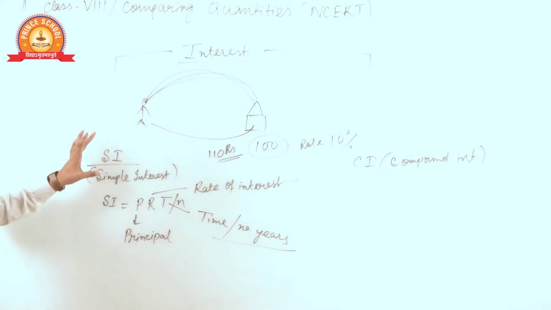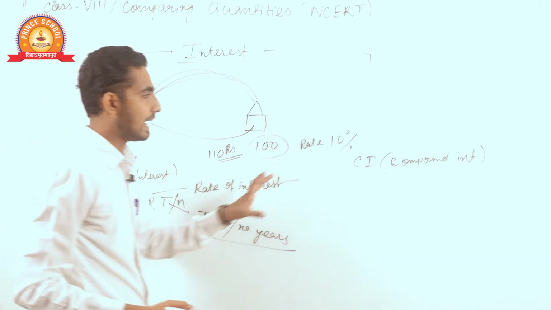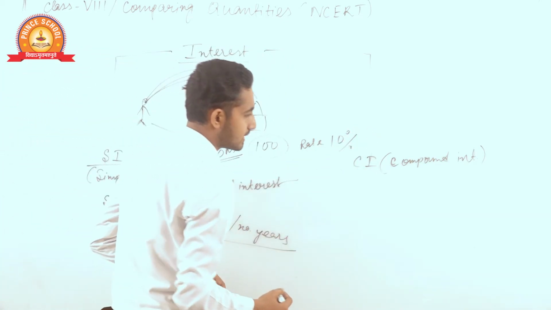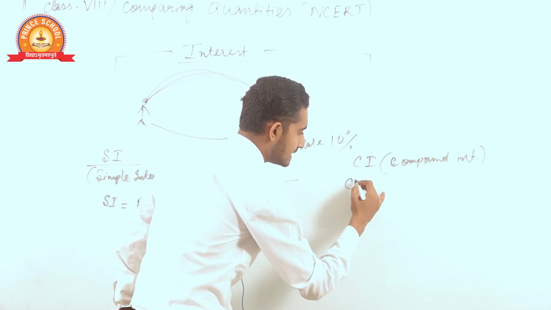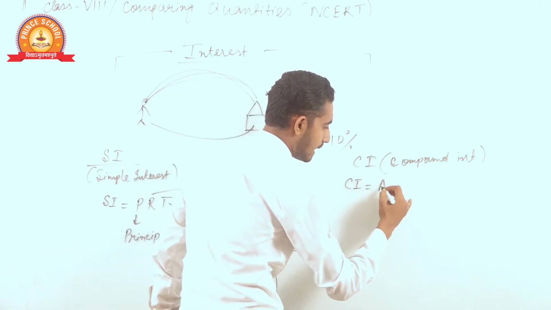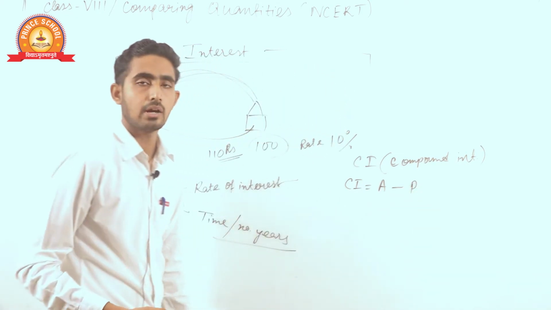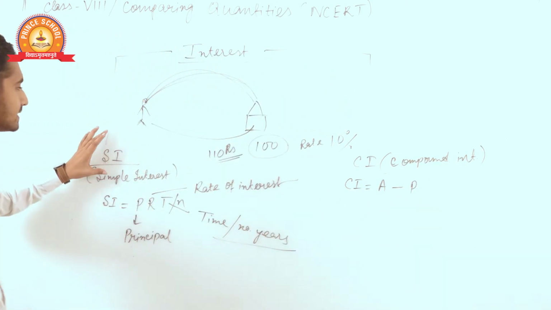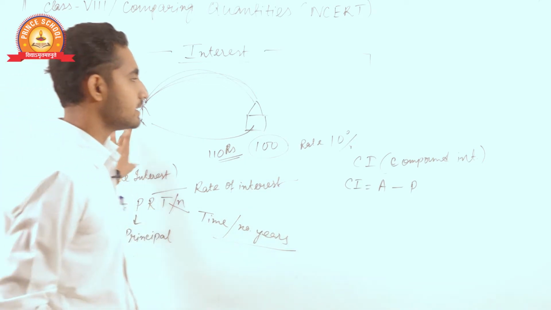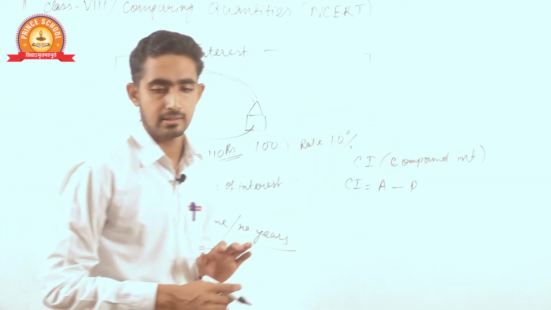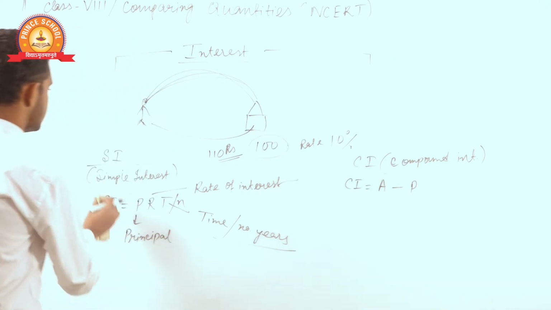Okay. So SI means simple interest and CI means compound interest. What is the formula of CI? CI is equal to, you can say, amount minus principal. Now one by one we have to discuss what is the difference between SI and CI. Now I will take an example.